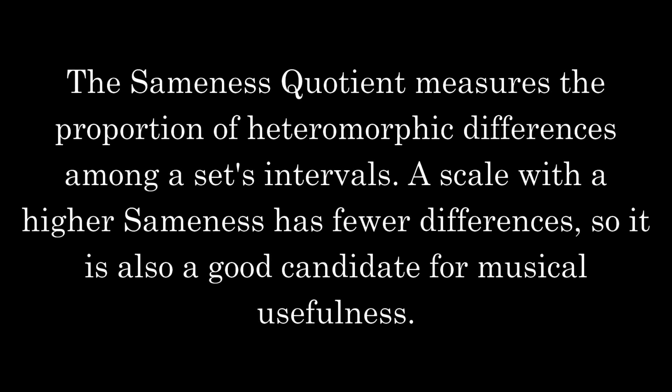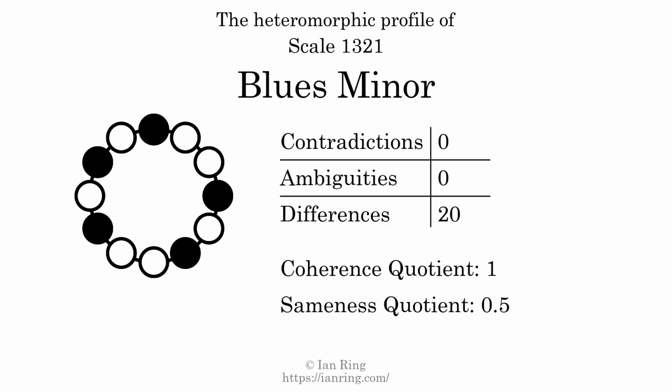The sameness quotient measures the proportion of heteromorphic differences among a set's intervals. A scale with a higher sameness has fewer differences, so it is also a good candidate for musical usefulness. The sameness quotient is 0.5.